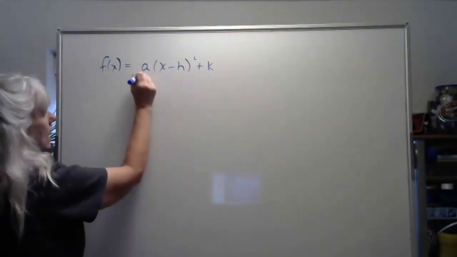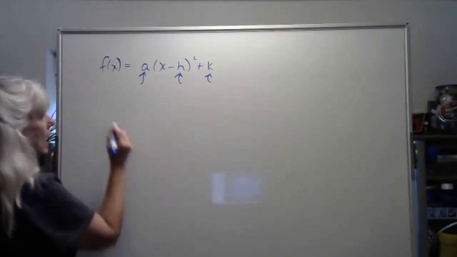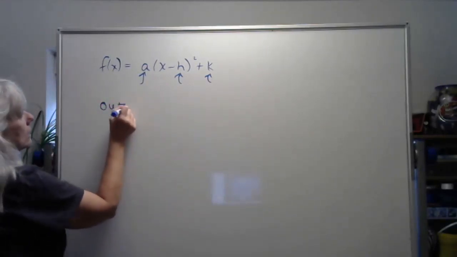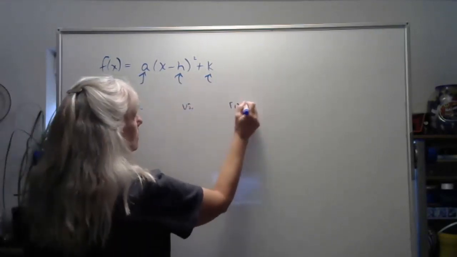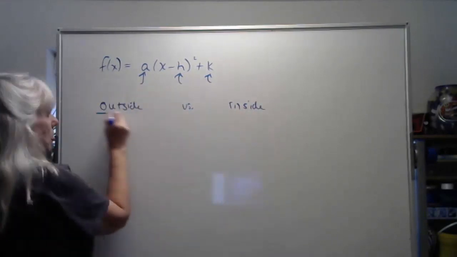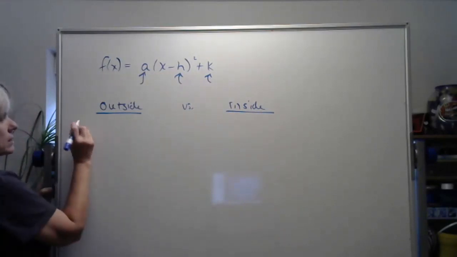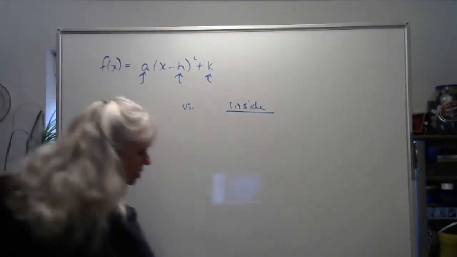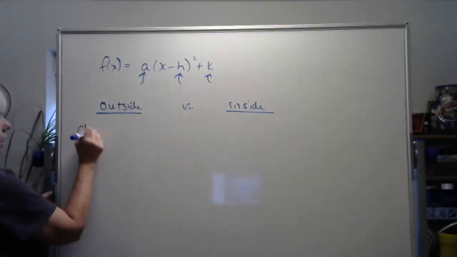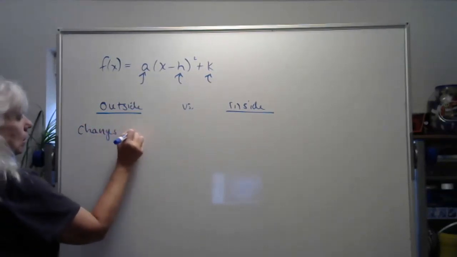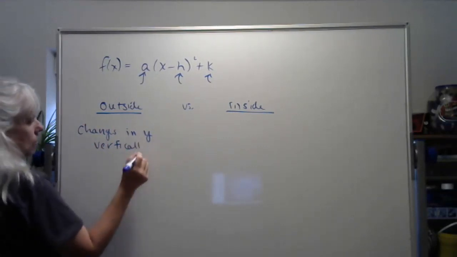Okay, so what we have is this a, an h, and a k. So for us, we're going to write inside versus outside. And we already know this, but if it's outside, it affects the y values. So we'll say changes in y. And again, that means vertically. Vertical changes.